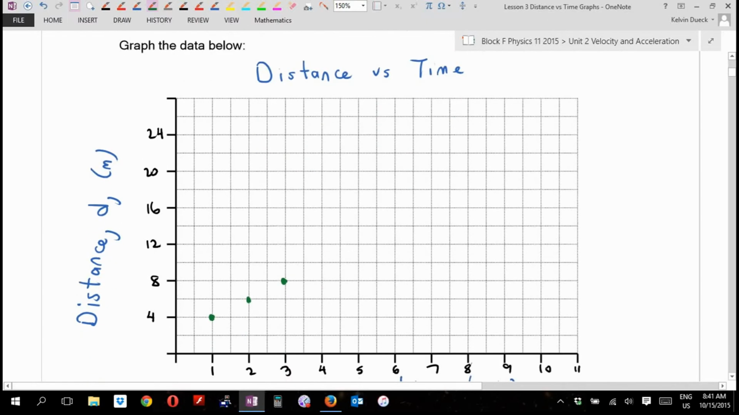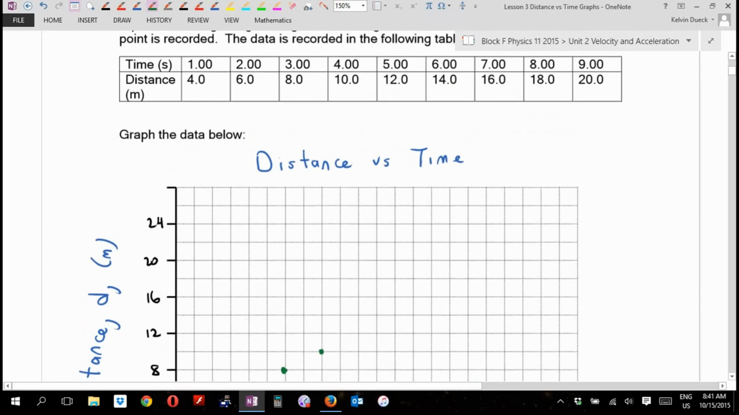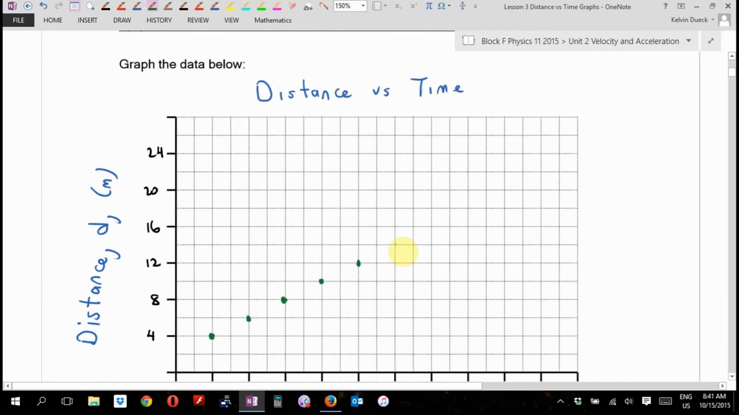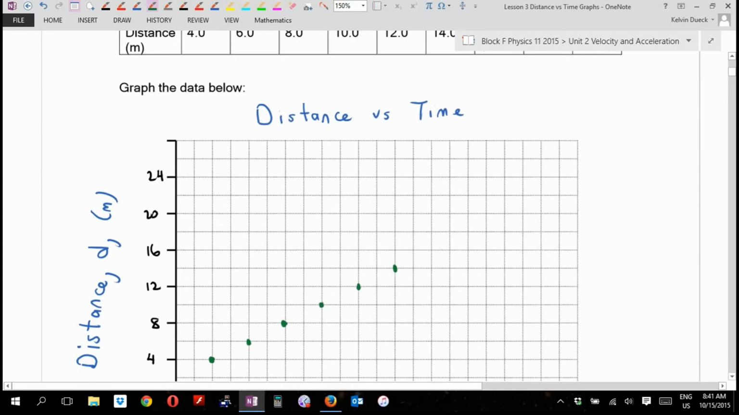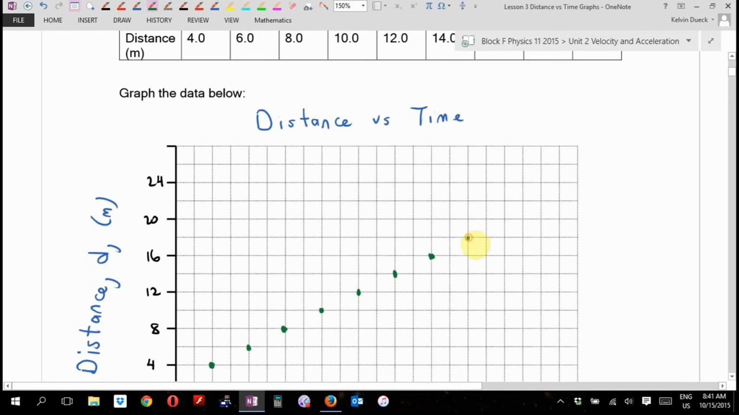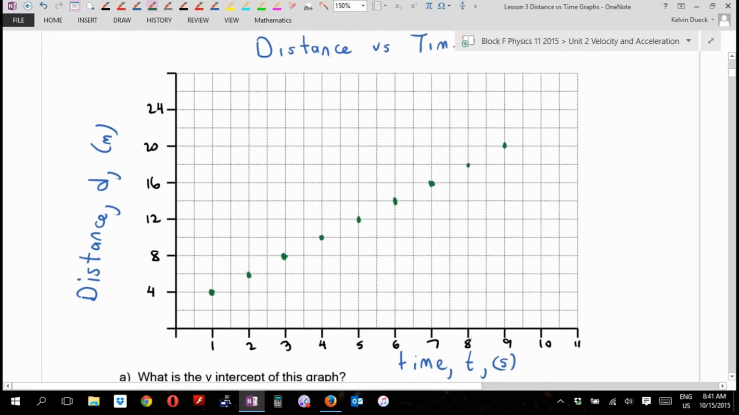4, 10; 5, 12; 6, 14; 7, 16; 8, 18; 9, 20. Hey, by the way, can you see if I continue to the y-axis where I'm going to put a dot? Can we agree right there? Yeah? The dot would go right there.